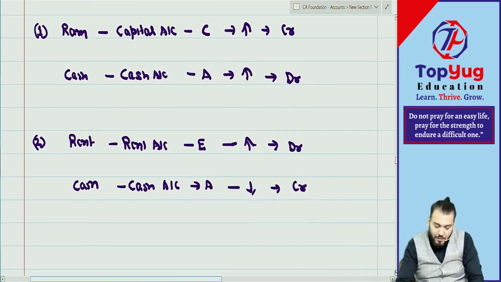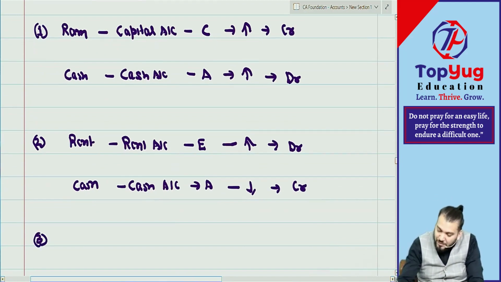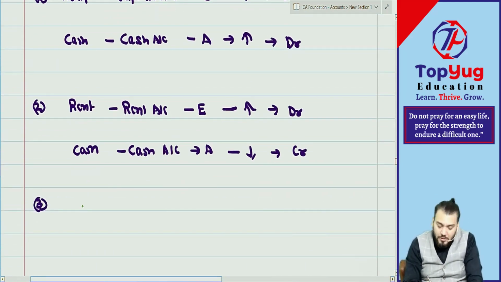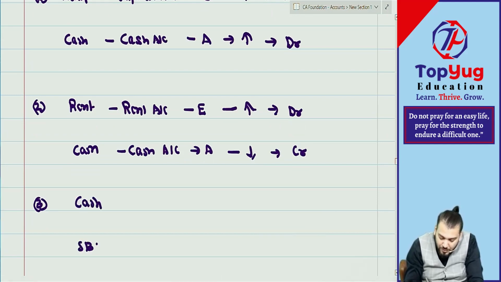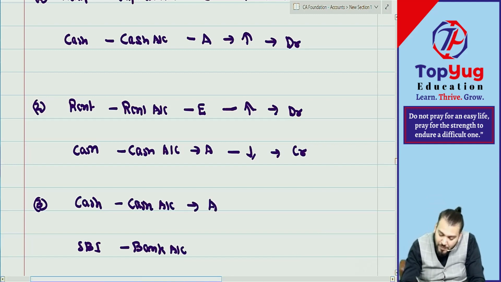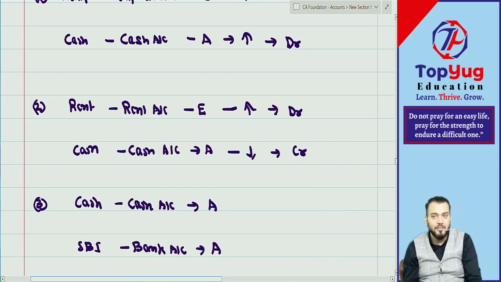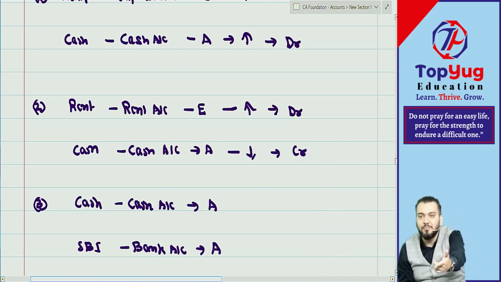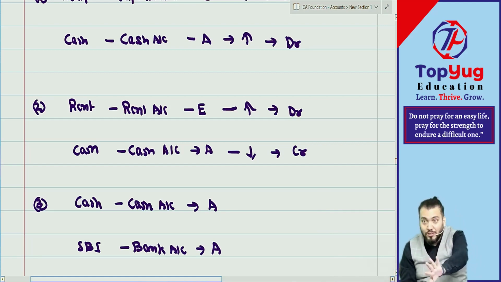Then what? Point number three. What was point number three? Cash has been deposited to State Bank of India. So for cash we open an account, and for State Bank of India we can open either an SBI account or a bank account, that you have understood. Tell me, cash is what? Bank is what? Asset only. Both are assets, because the amount receivable from an artificial person is also an asset.